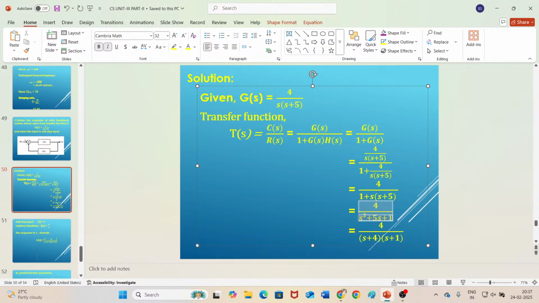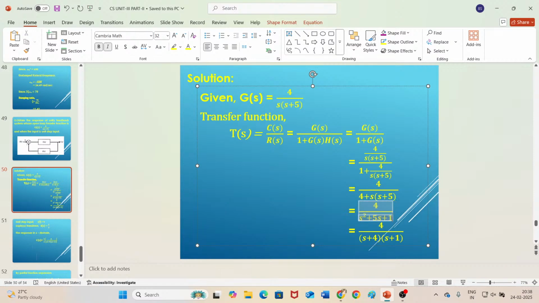It is S square plus 5S plus 4, not 1. Yeah, that's it. This is 4, not 1. That is it. Here also it is not 1.